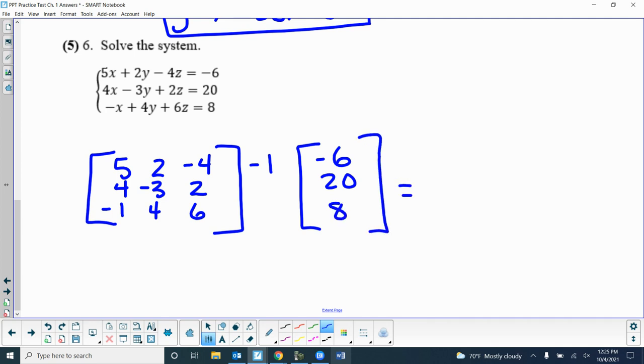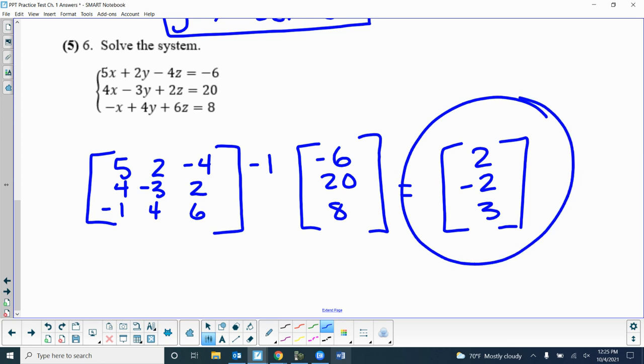So Alex, what's the answer? You guys agree with him? Yeah. Yeah, you should. That's right. So that means the x is 2, the y is -2, and the z is 3. Anybody need help with your calculator? Is it working correctly?